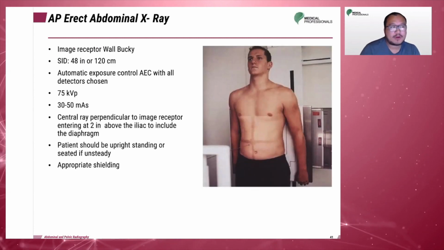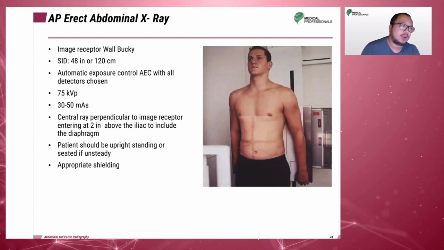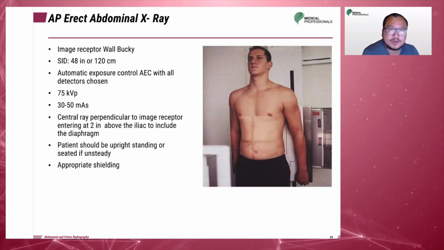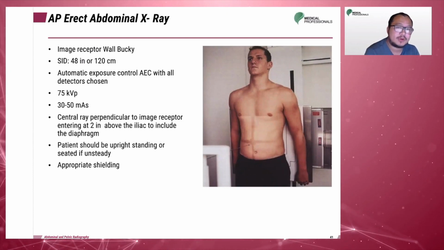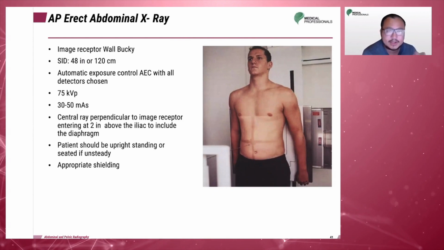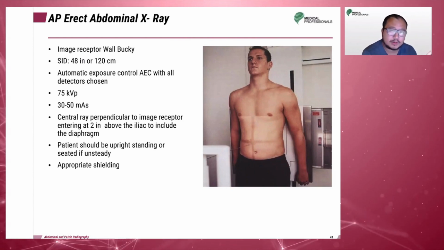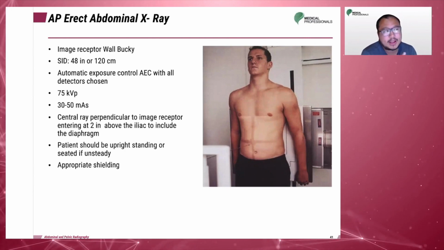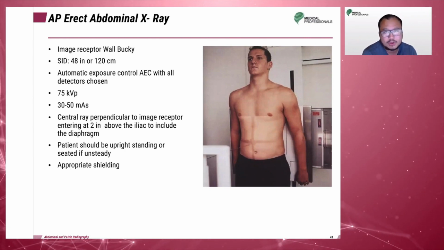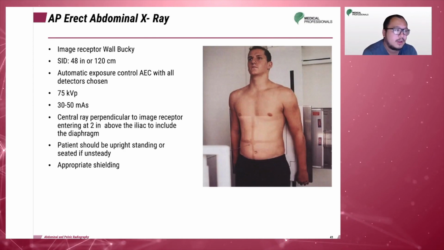Now the AP erect abdominal x-rays. We'll stay with the things that are done standing. So, AP erect abdominal x-ray. This is done at the wall bucky if the patient can stand. The SID is brought closer, so we're going to do the SID at 48 inches or so, 48 inches.